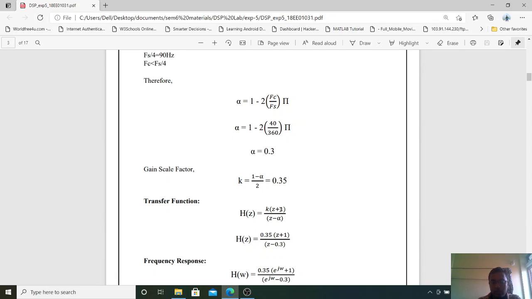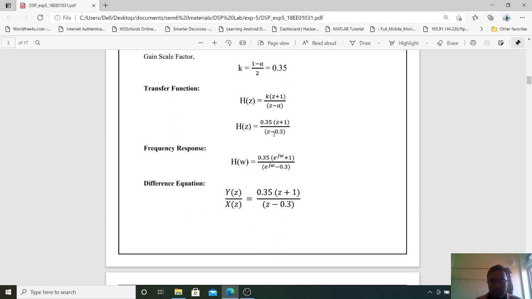H of z is equal to k into (z plus 1) by (z minus alpha). Alpha is the pole of the transfer function, and k is the gain scale factor, given by k equal to (1 minus alpha) by 2, and alpha is equal to 1 minus 2 pi fc by fs. These fc and fs values are given in the specification of the filter. So we will calculate alpha and k, and then we will calculate H of z.